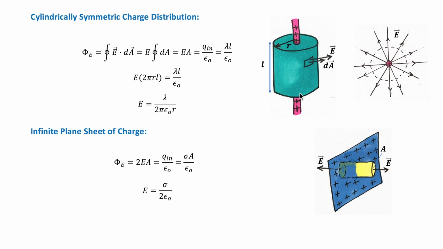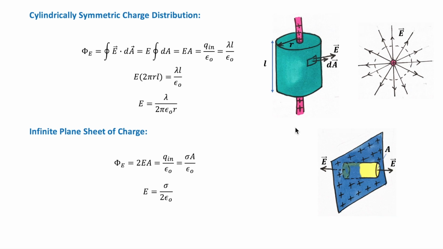So we have the electric flux includes only the curved surface. So it's Q in over epsilon naught, which is lambda L over epsilon naught. And the curved surface area is 2 pi r L. And this gives E equal to lambda over 2 pi epsilon naught r, okay?